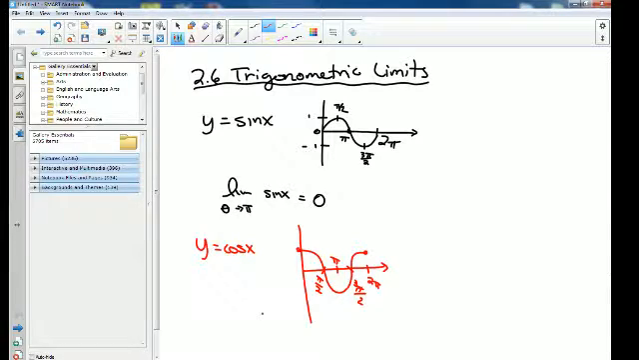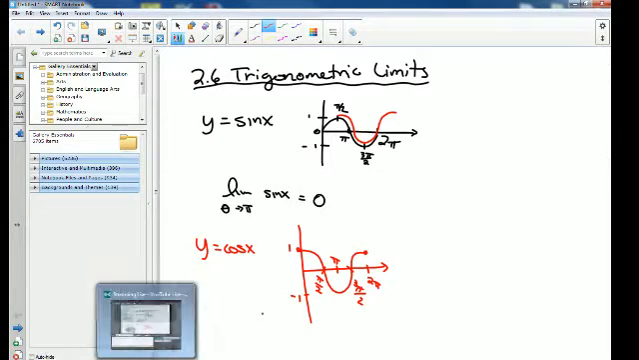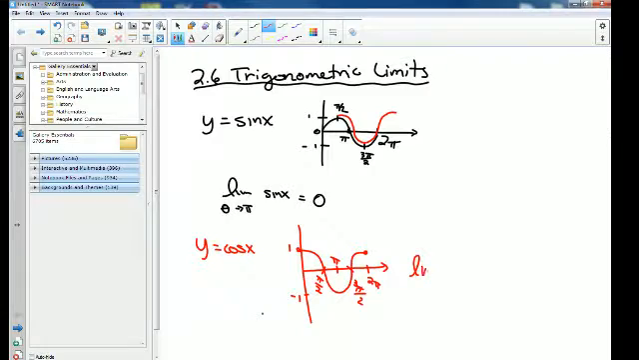And then the range is still the same, right? Did you ever realize last year that cosine is just the shifted sine graph? It's shifted pi over 2 units. That's all it is. And then you can also do limits with cosine.